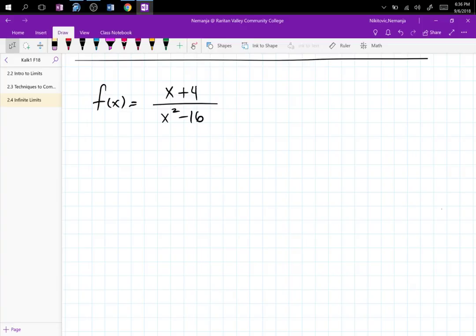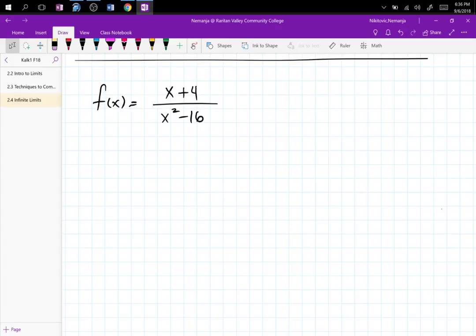How do you find vertical asymptotes in pre-calc? X by itself? Nope. Yes. So pre-calculus states, and it's a dangerous statement, that if the denominator is 0, there is a vertical asymptote.